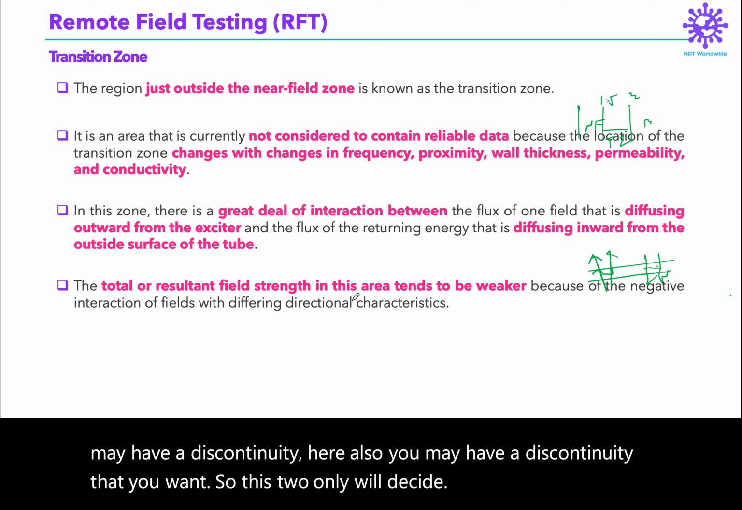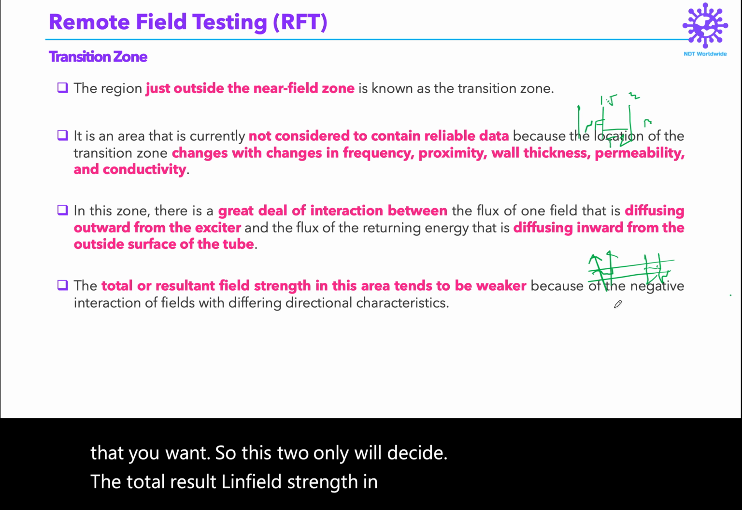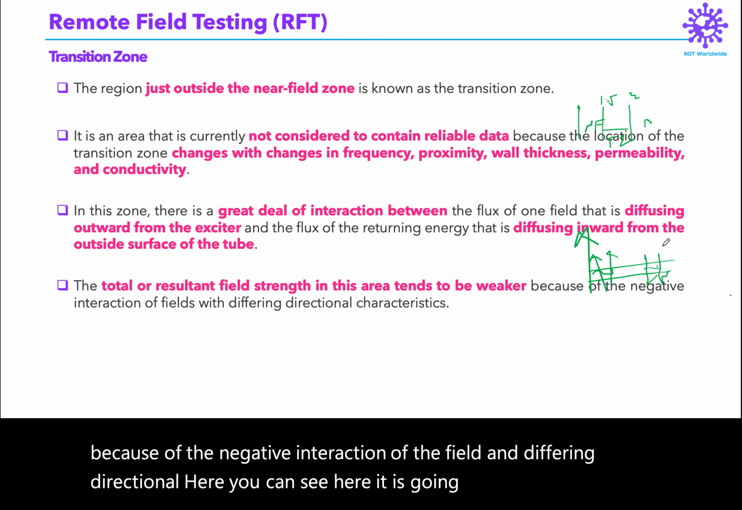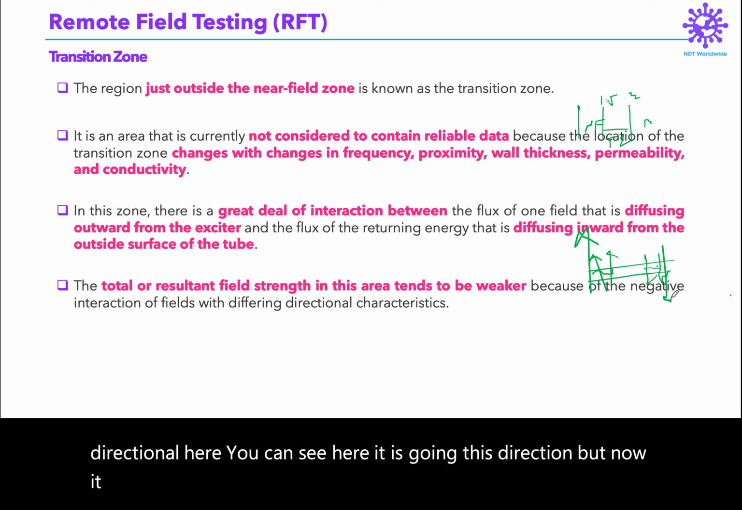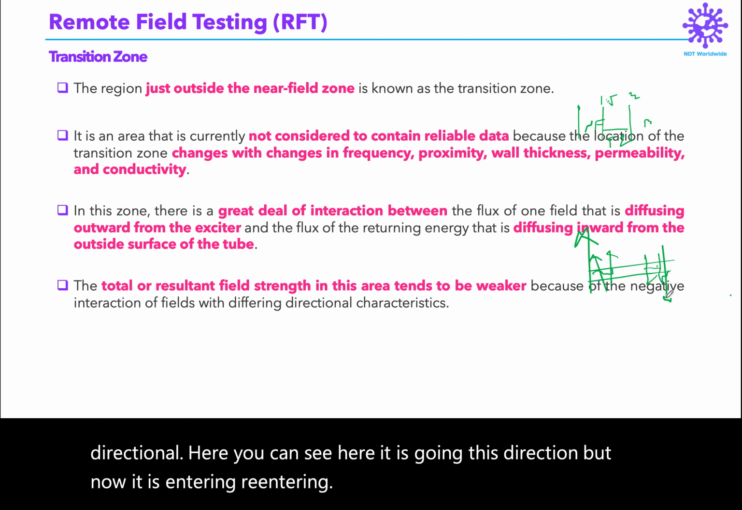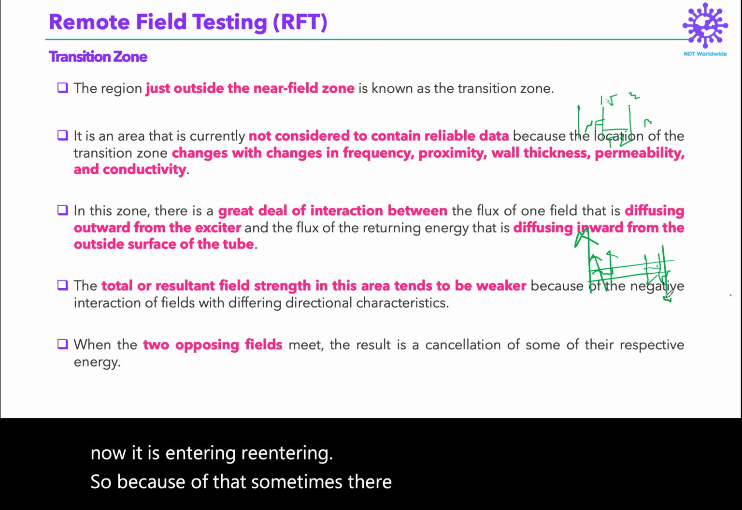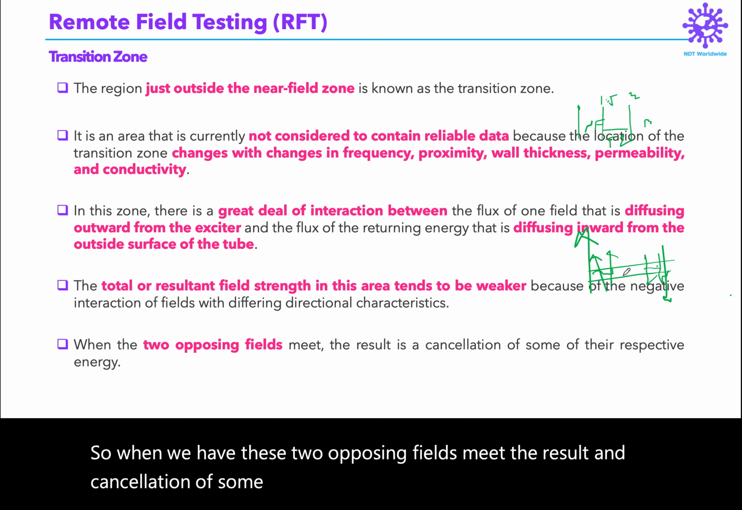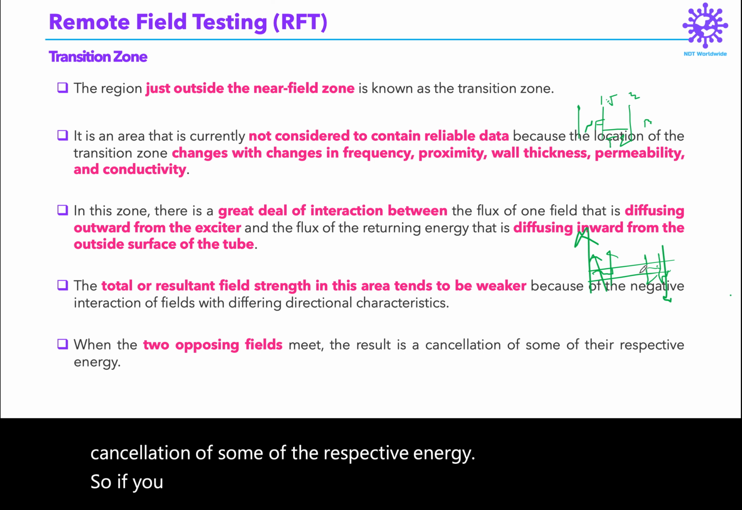The total or resultant field strength in this area tends to be weaker because of the negative interaction of the field and differing directions. Here you can see it is going in this direction, but now it is re-entering. Because of that, sometimes there will be an effect on that energy. So when these two opposing fields meet, there is a resultant cancellation of some of the respective energy. If you like, minus off, sometimes you will get a lesser value.